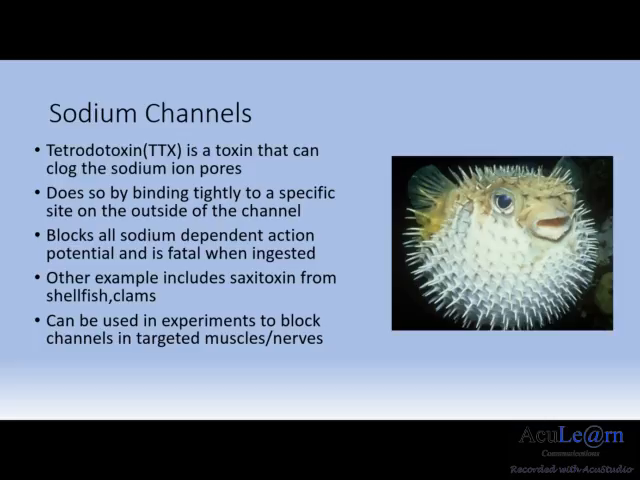Other than tetrodotoxin, there are other forms of toxins such as saxitoxin, which is found in shellfish and clams. These various toxins are all useful for experiments that can be used to study the activity, effects, and benefits of sodium channels in targeted muscles or nerves.